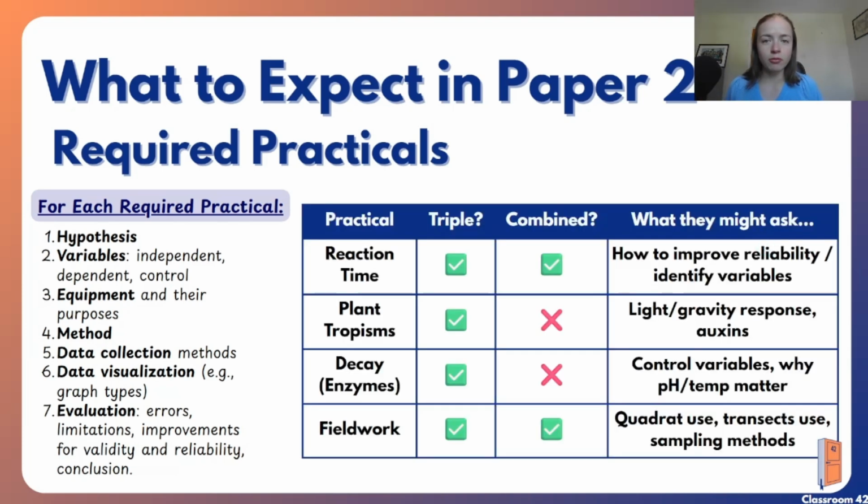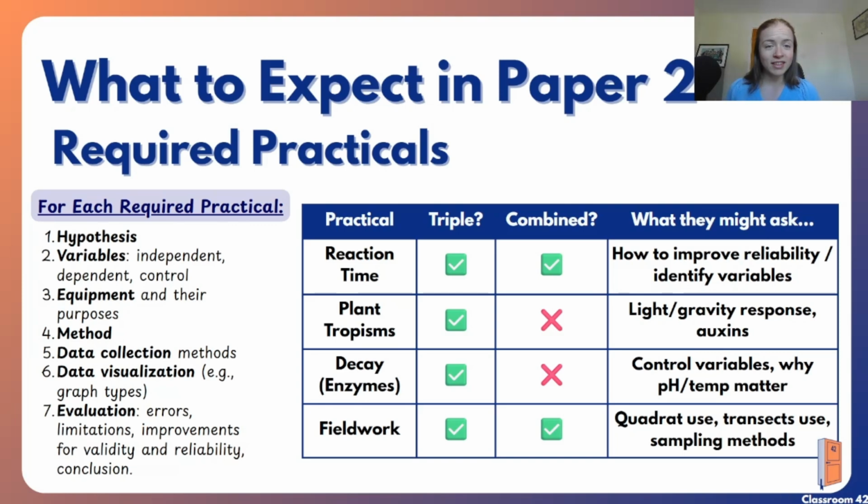So these are the required practicals from Paper 2. So there are 4 of them. There are reaction time, plant tropism, decay, and the fieldwork investigations. So for reaction time, that's for everybody. Everybody would have come across this reaction time practical before. Often they'll ask about how you can improve reliability, since it uses a stopwatch to determine the length of time taken to react, and identifying the variables as well.